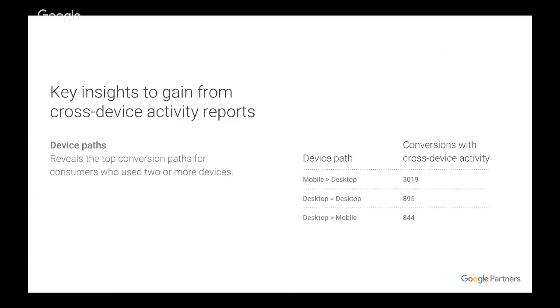And lastly, device paths. This report will essentially examine the top conversion paths for your customers using 2 or more devices. As you can see on the right, they are rather short and they will show you from mobile to desktop or from desktop and eventually completing the conversion there.